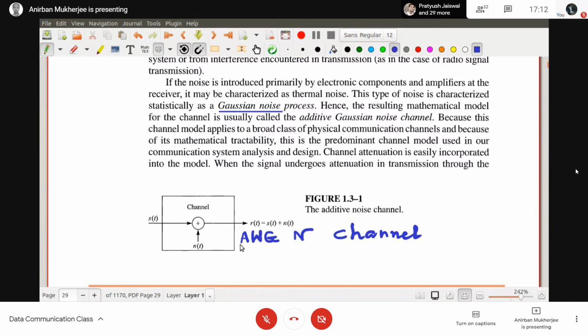What do you mean by white noise? If it is a white noise process, that means its spectral density is flat. That means the correlation matrix is like a delta function. Please read this whiteness part. What is white noise? Just Google it.